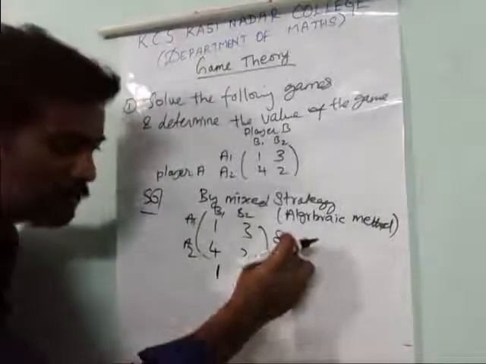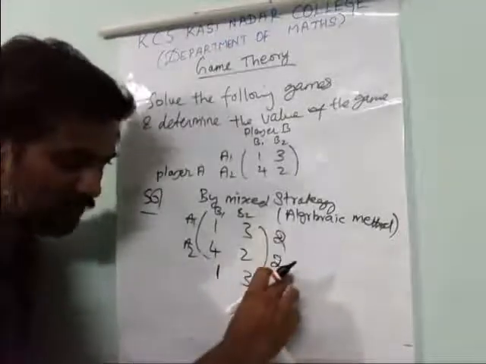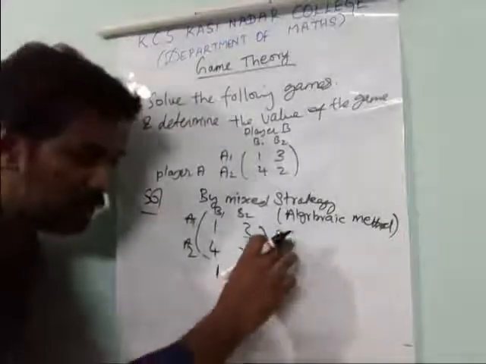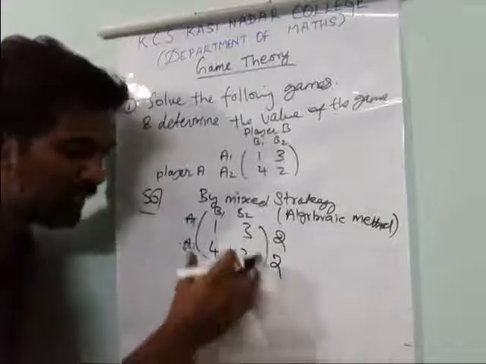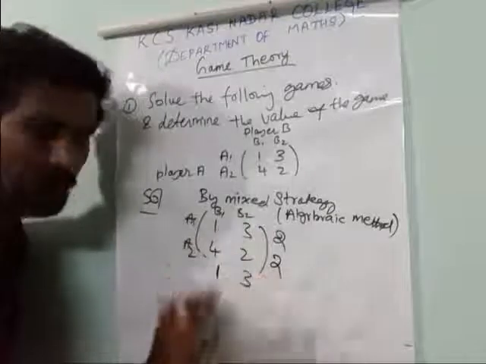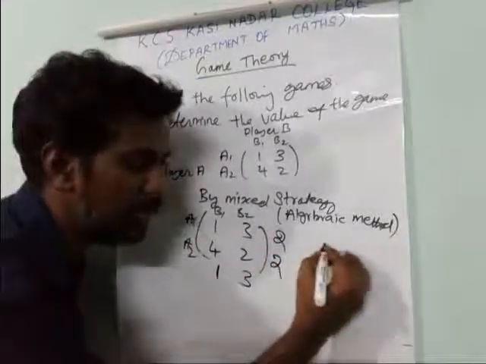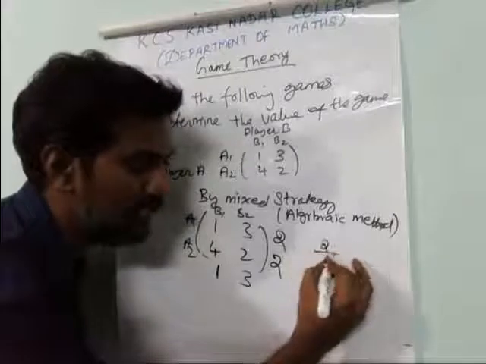Now check. What is the total? This total is 4. This total is also 4. Here also 4, here 4. If the totals are different, you have made some mistake. Here both totals are the same, so our problem is right. Now what do you do? The total is 4. Leave some gap. Write this 2 as it is over the total.